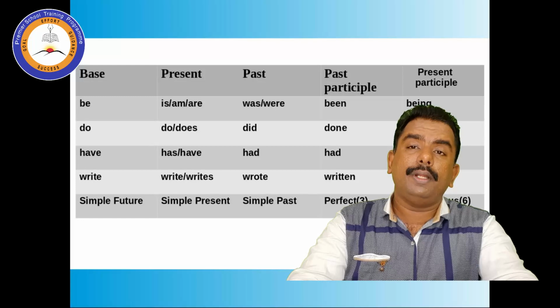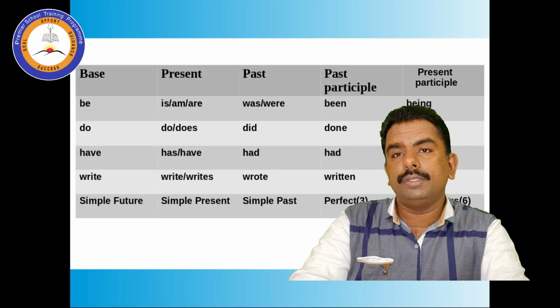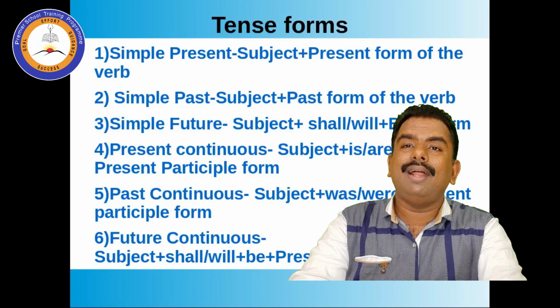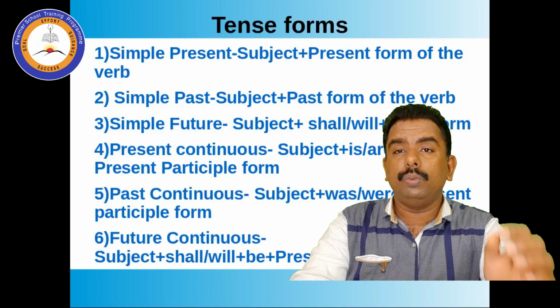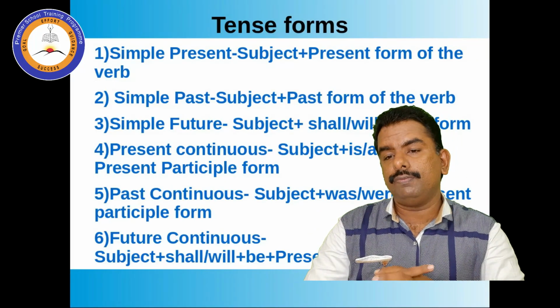That is, the present participle form of the verb is used in the continuous tense forms. They are six in number. Here are the tense forms that you have to write in your notebook and learn by heart. These are the tense forms.